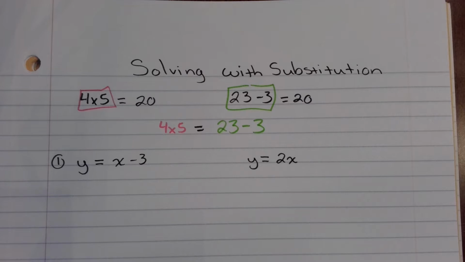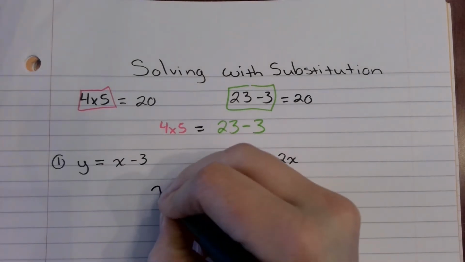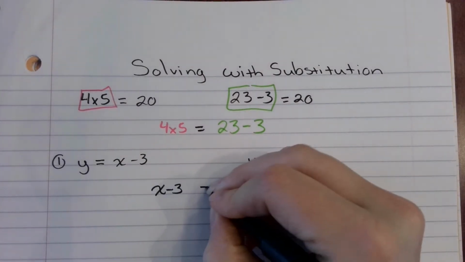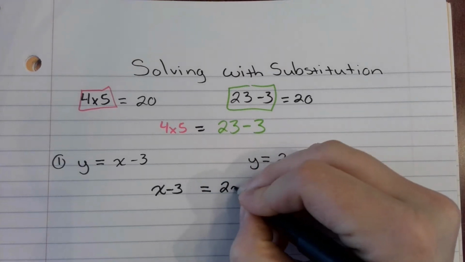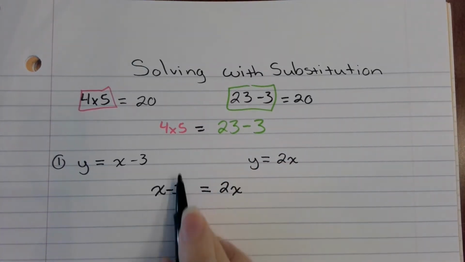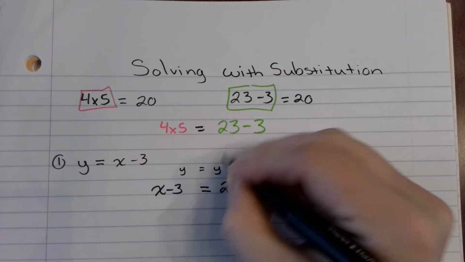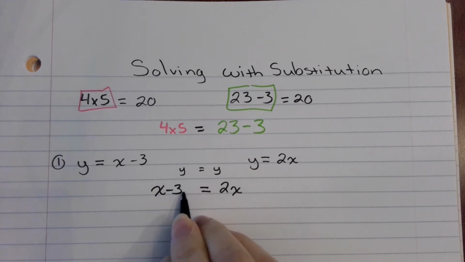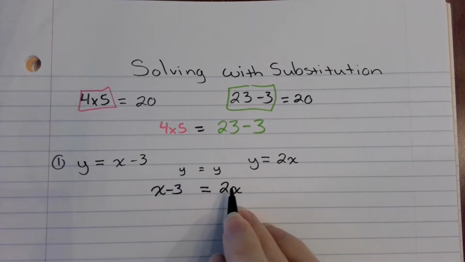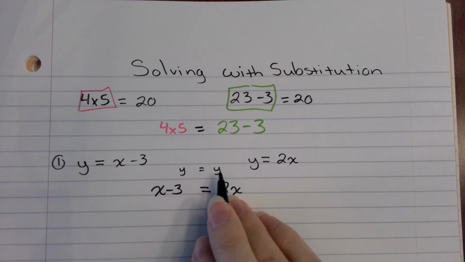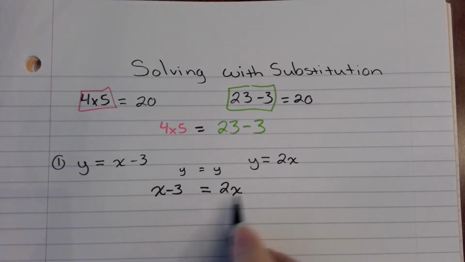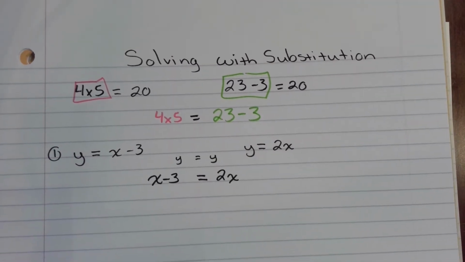So I can create an equation that says x minus 3 is equal to 2x. Because x minus 3 is equal to y, 2x is equal to y, we know, hey, y is equal to y. So that means x minus 3, the process of solving for that y is the same thing as this process for solving for y. They are equal to each other. Now, once I have that set up, I can start solving for x.